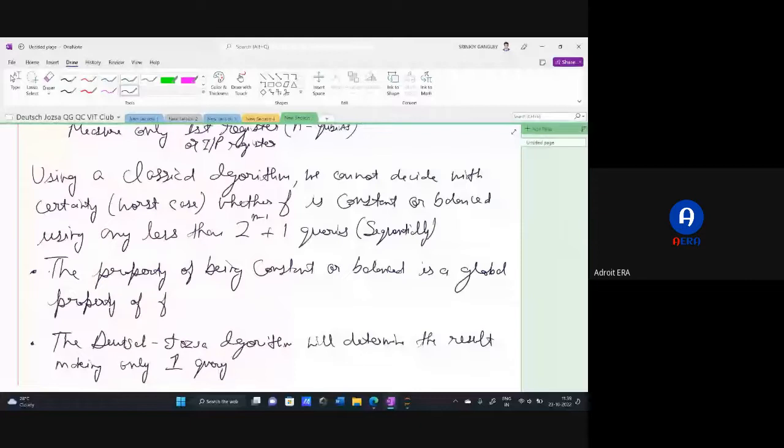Now you can see with this generalization that with multiple qubits, Deutsch-Jozsa is still able to give you the result in only one query. That means you have to only run the algorithm once and you will get the result. So this is the beauty of quantum computing. Try to conceptualize this.